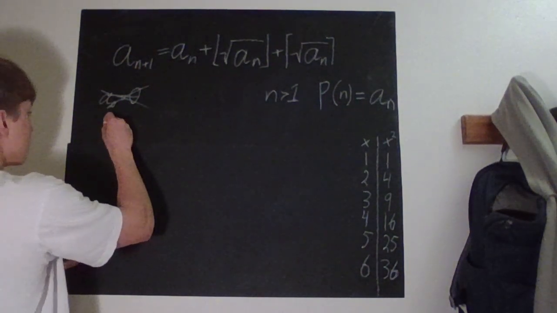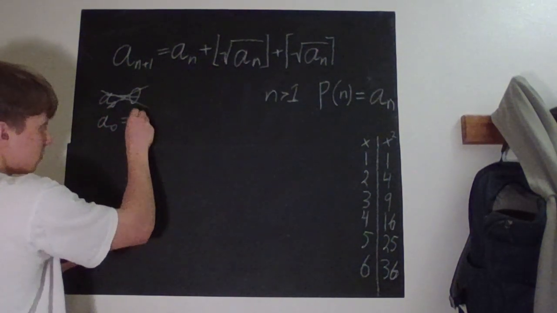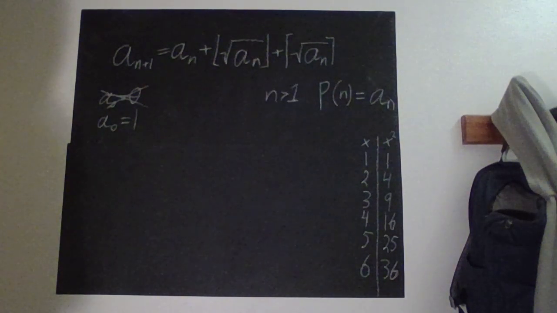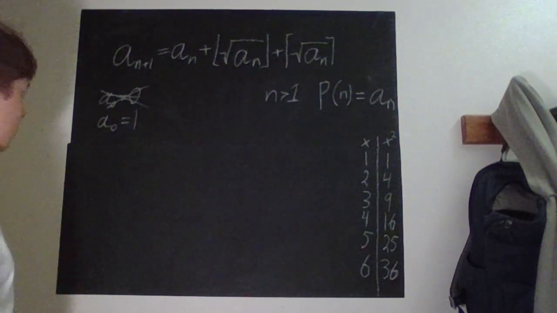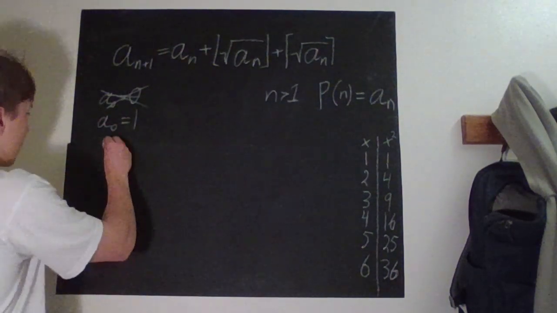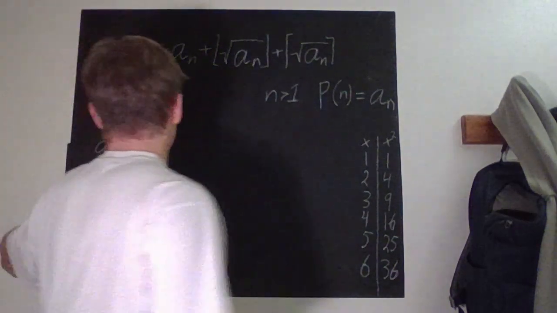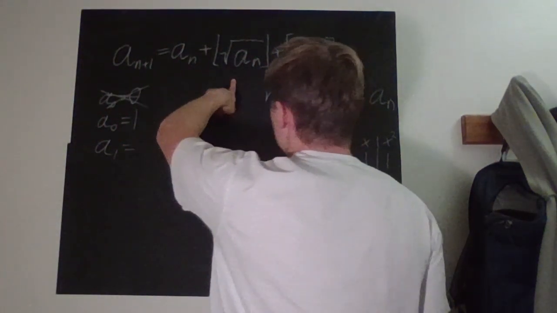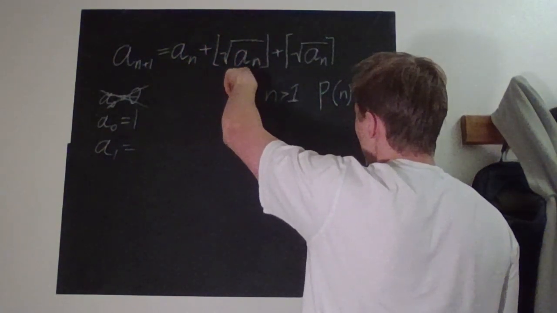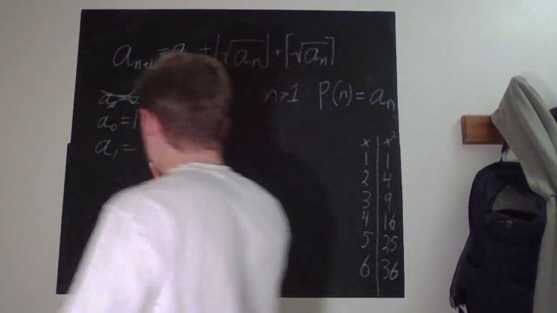Scratch that, but if we instead try maybe 1, seems like the best option. What do we have then? So what is a_1 then? A_1 is 1 plus the floor of the square root of 1, that's 1, plus the roof, 1. So we have 3.